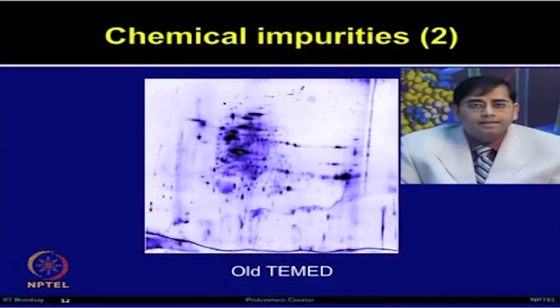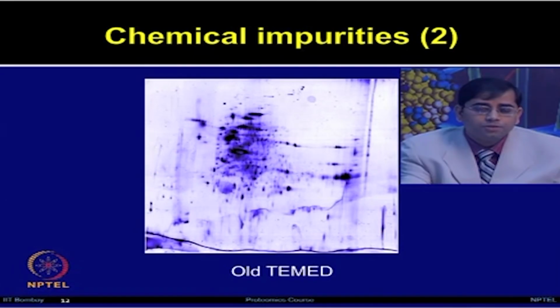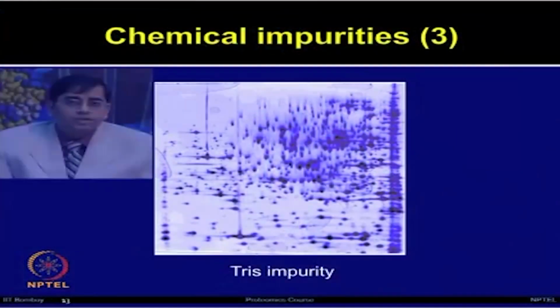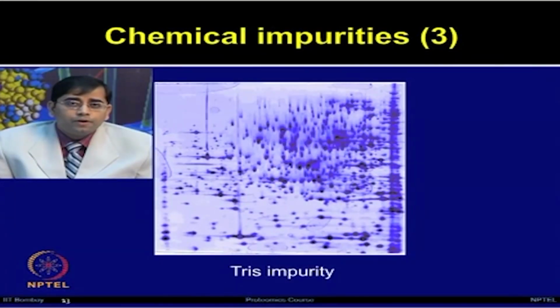If the TEMED is very old, often a very small amount of TEMED is used in making the second dimension SDS-PAGE gel. So, people often use that bottle for a very long time, and if the TEMED is very old, you can see some bad pattern on the gel, something similar to what is shown in this image. Now, if your chemical such as Tris is not of very good quality, it is impure, again that will show some artifacts in the gel.